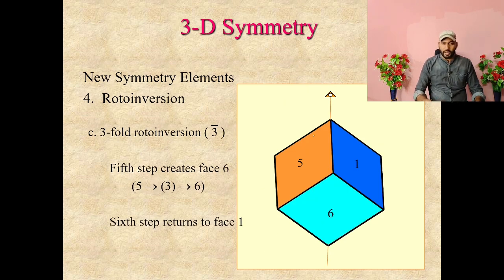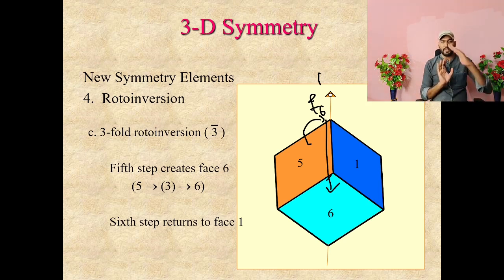5 will rotate. This is the F6 dash and then we will invert. So it will come here. This is the sixth phase. Now 6 is in the lower hemisphere. 5 was in the upper hemisphere, rotated and then inverted. It came to lower hemisphere.